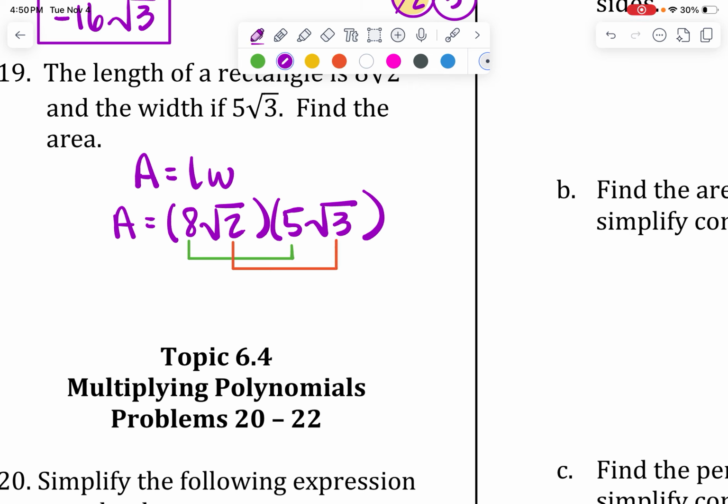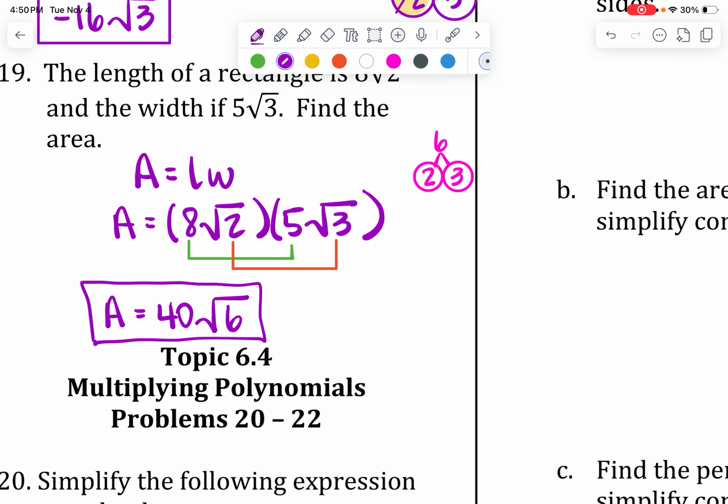Right, and so when we do that, we get 8 times 5, which is 40, and 2 times 3, which is 6. Now, technically, this is going to be my final answer because when I go off to the side, 6, of course, is just 2 times 3, so there are no pairs in the number 6. So there's nothing that can come out of the radical in this case. So that is going to be our final answer.